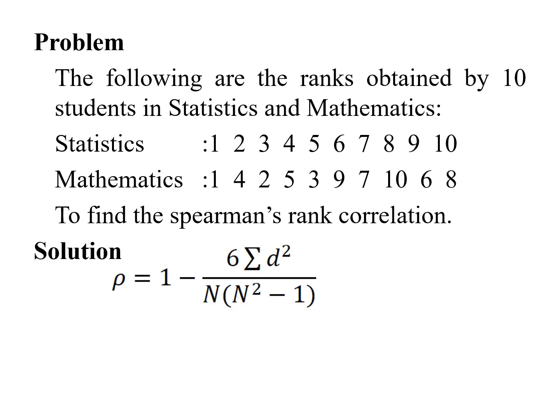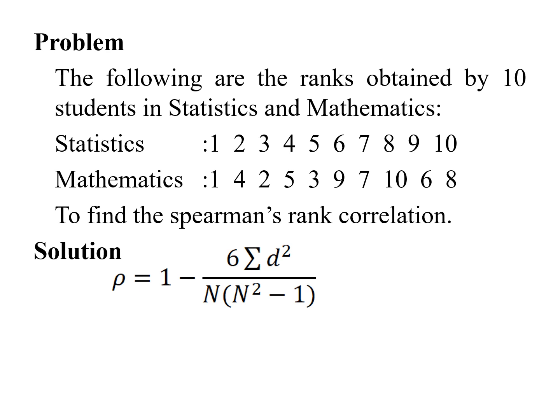The given problem: the following are the ranks obtained by 10 students in statistics and mathematics. For statistics, they gave 10 values: 1, 2, 3, 4, 5, 6, 7, 8, 9, 10. In mathematics, the rank values are 1, 4, 2, 5, 3, 9, 7, 10, 6, and 8. To find the Spearman's rank correlation, we have some steps to calculate it. Let's see one by one.